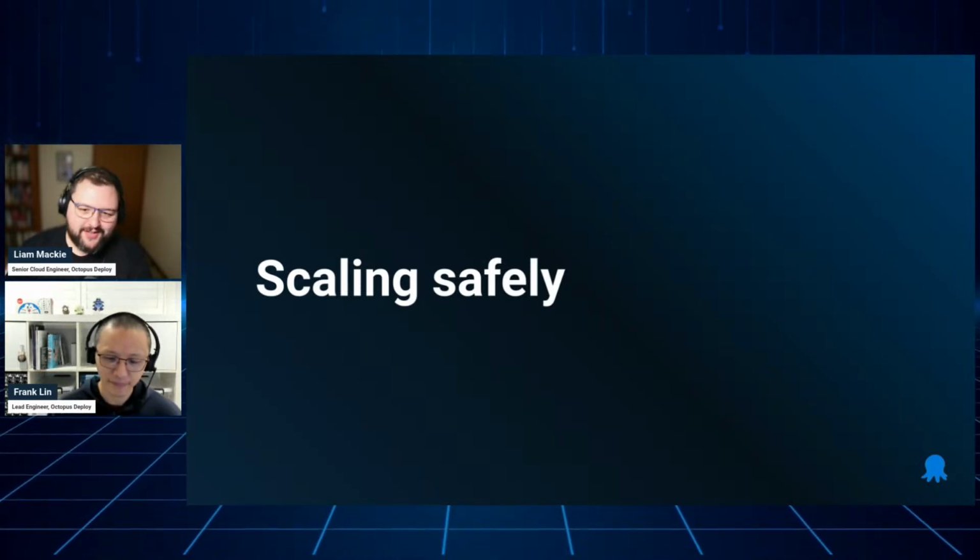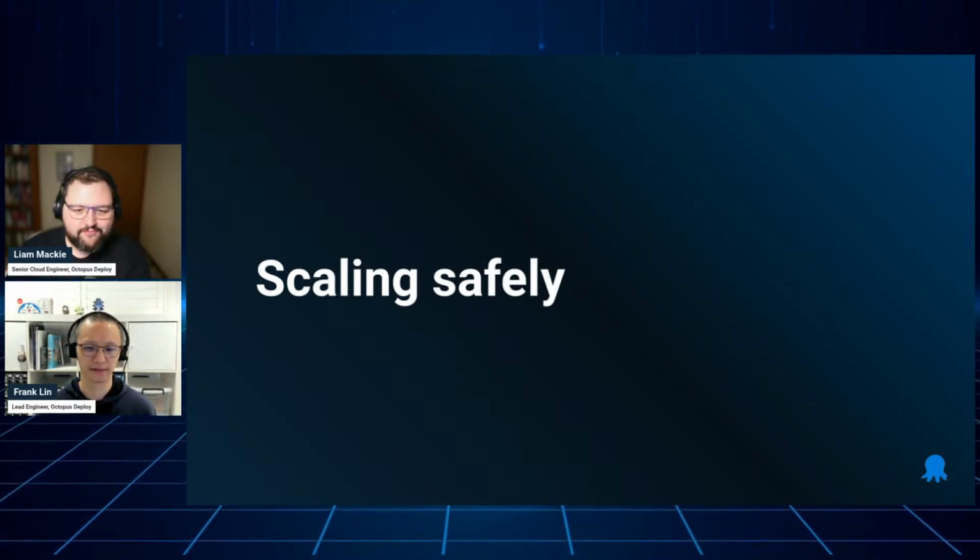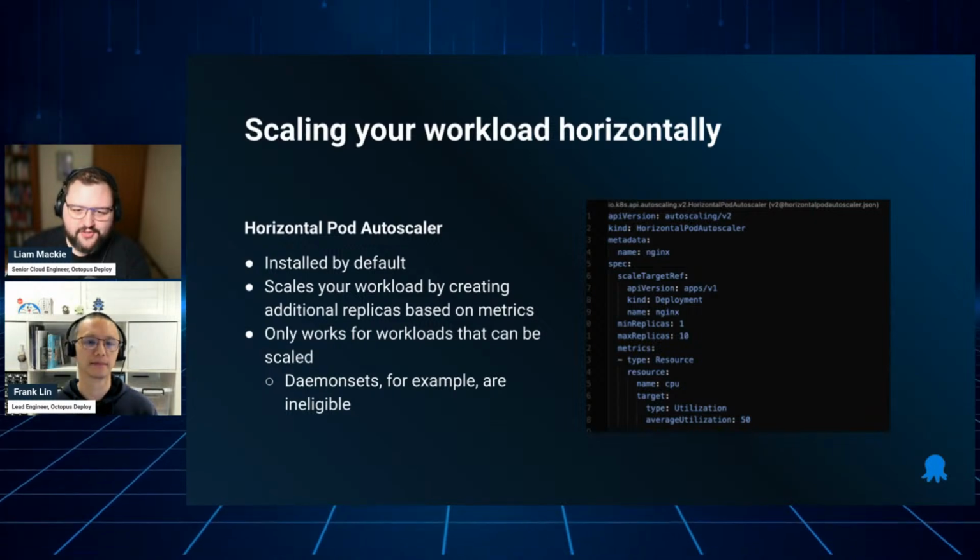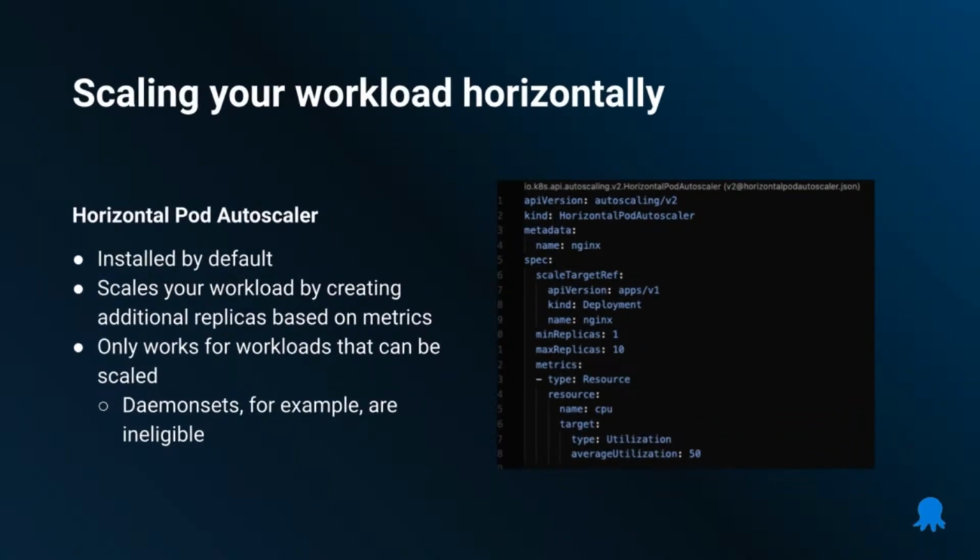Responding to this spike can differ based on how your app scales. Your first option is scaling the workload horizontally. This concept calls for additional replicas being created, and that increases your processing capability horizontally.